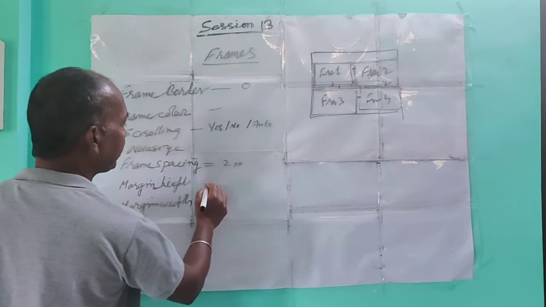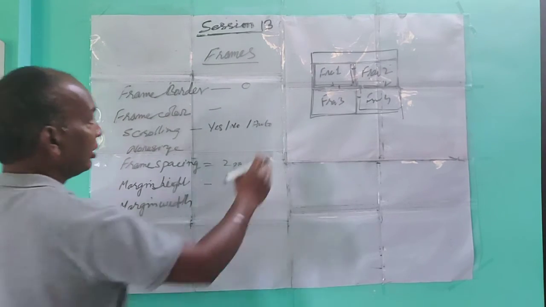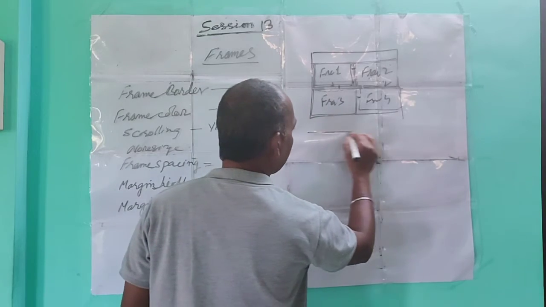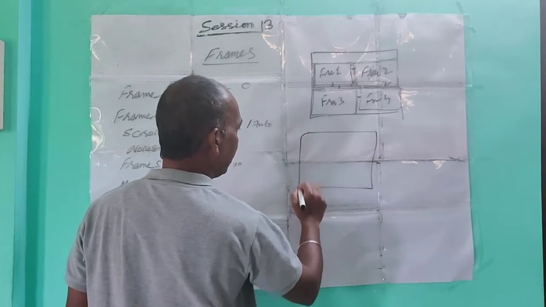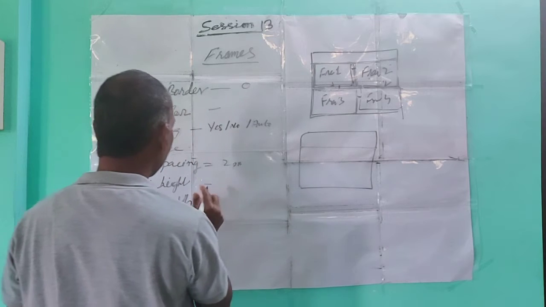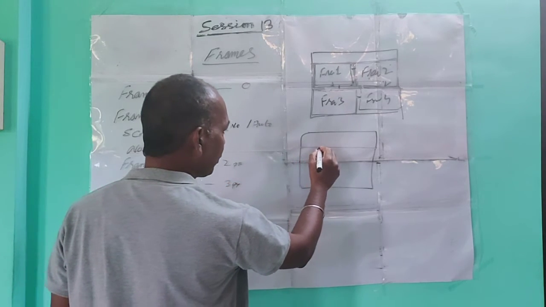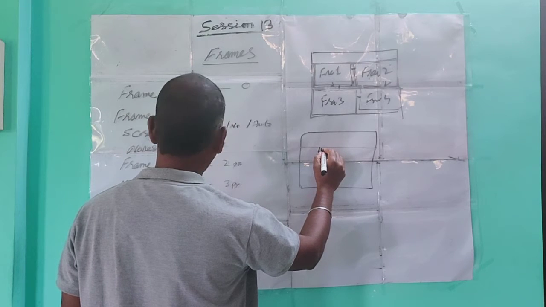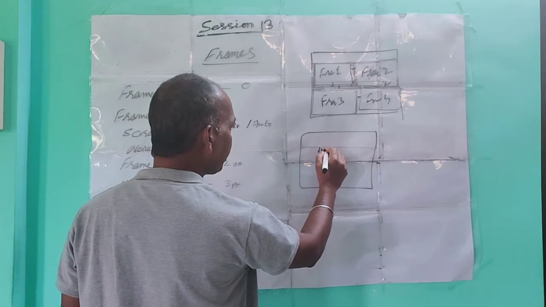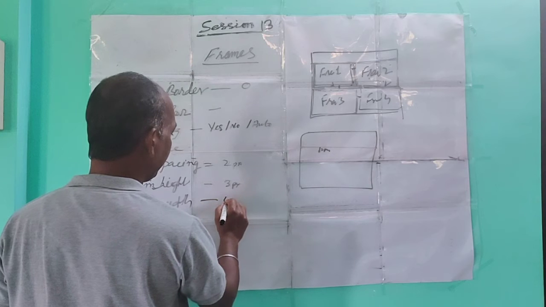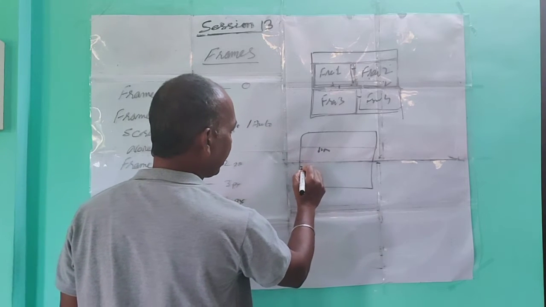After that, margin height and margin width. Suppose this is the web page and this is the frame. Suppose you give a margin height of 3 pixels. So from the top to here you will get a margin height of 3 pixels. If you give a width of 4px, then here you get 4 pixels.